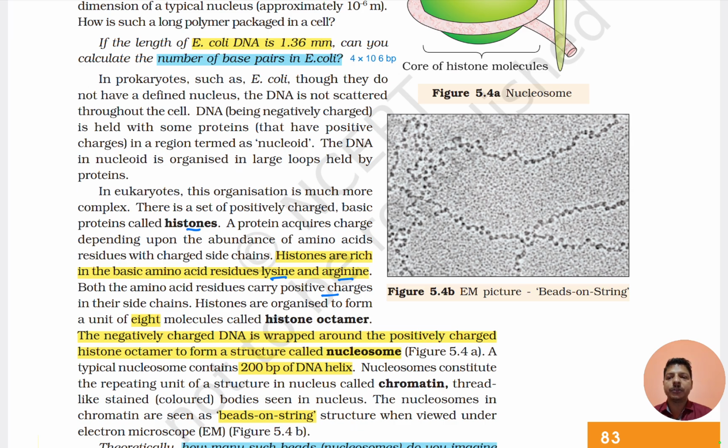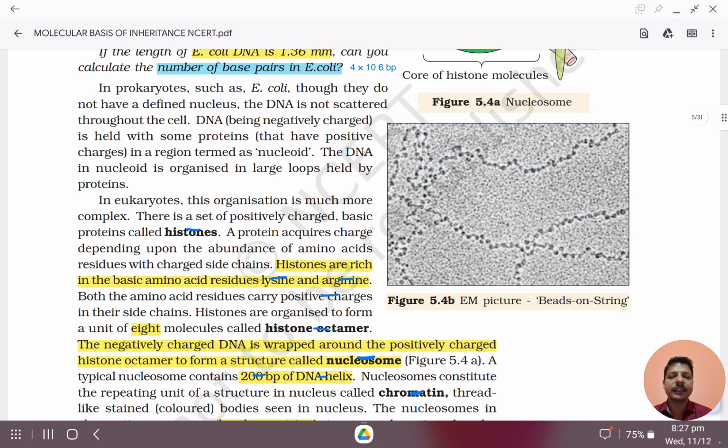Histones are organized to form a unit of 8 molecules called histone octamer, and the negatively charged DNA is wrapped around the positively charged histone octamer to form a structure called nucleosome. A typical nucleosome contains 200 base pairs of DNA helix. Nucleosome constitutes the repetitive unit of a structure in the nucleus called chromatin, the thread-like stained or colored bodies seen in the nucleus. The nucleosomes in chromatin are seen as beads on a string, like this.